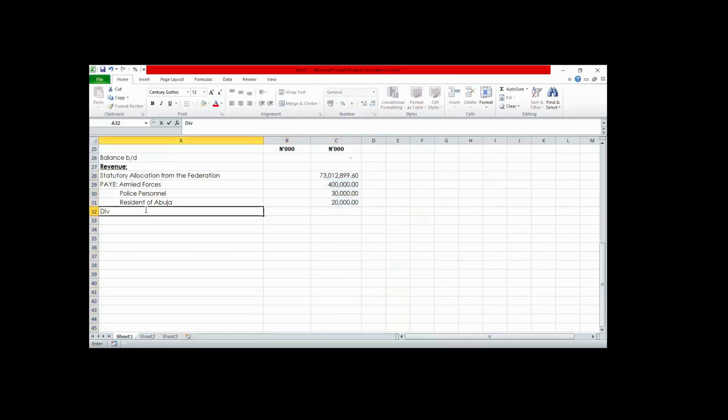Dividend. How much is the federal government investment dividend? 120,000. The next one? That's all. Is that all? Yes. Then what's the total of the revenue now?